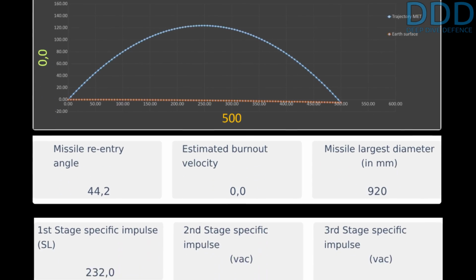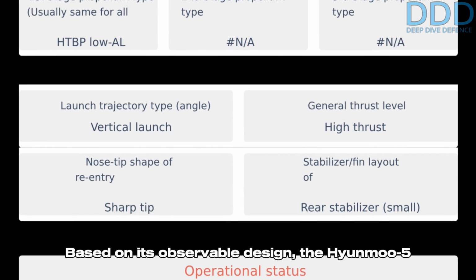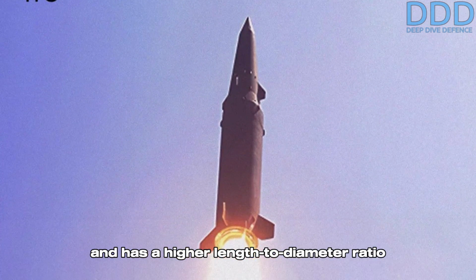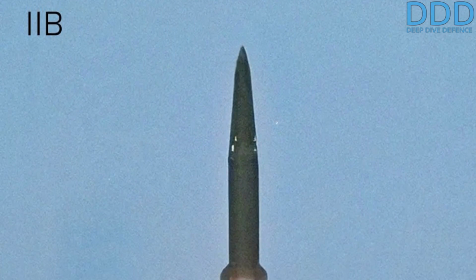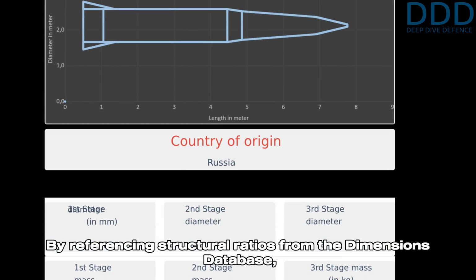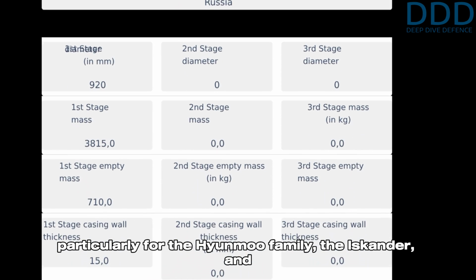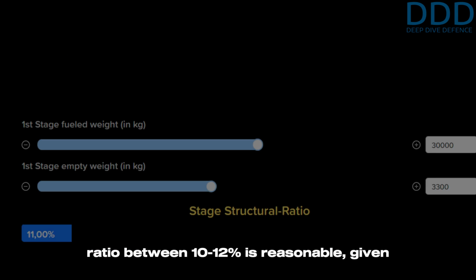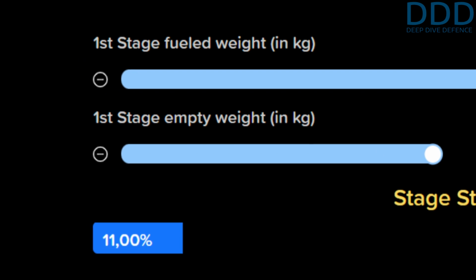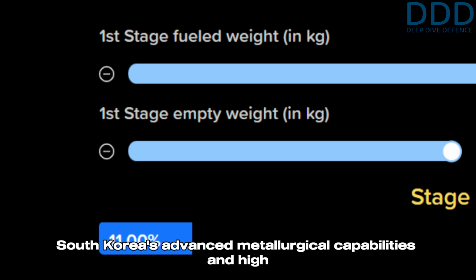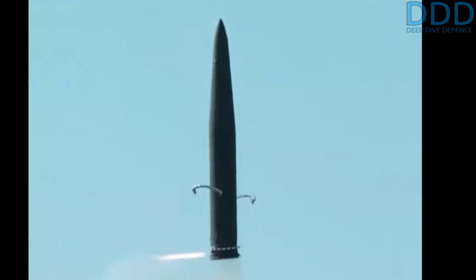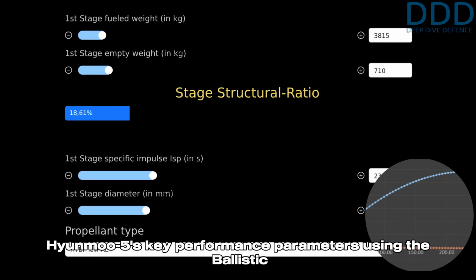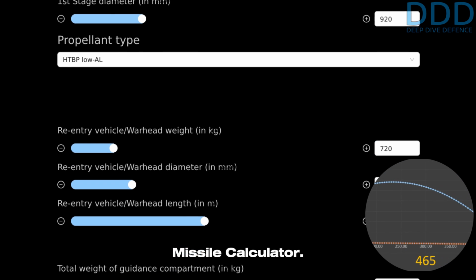Based on its observable design, the Hyunmoo-5 most likely uses a steel alloy motor casing and has a higher length-to-diameter ratio than earlier variants. By referencing structural ratios from the Dimensions database, particularly for the Hyunmoo family, the Iskander, and other comparable missiles, we find that a structural ratio between 10 to 12% is reasonable, given South Korea's advanced metallurgical capabilities and high length-to-diameter ratio. With these assumptions, we can begin analyzing the Hyunmoo-5's key performance parameters using the ballistic missile calculator.